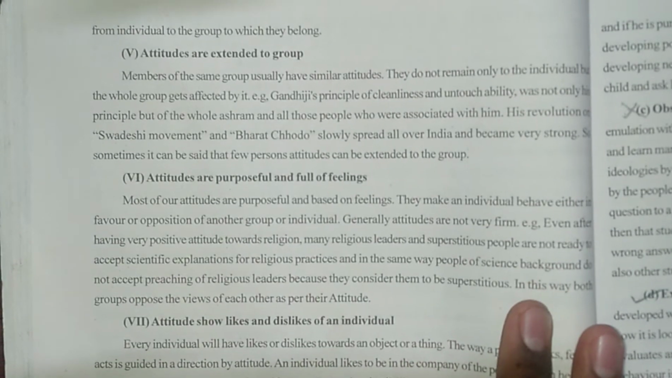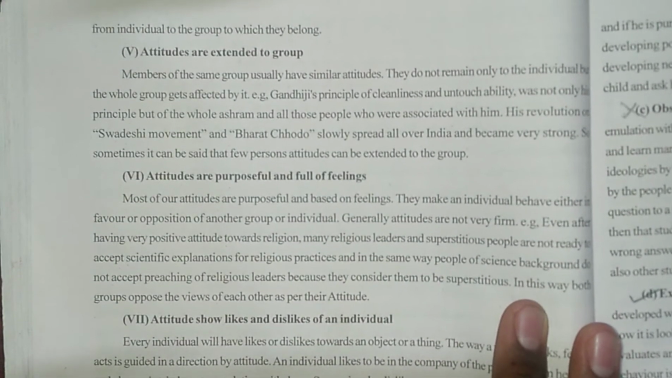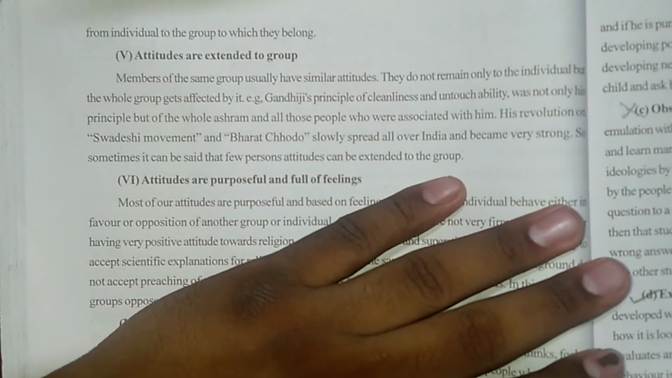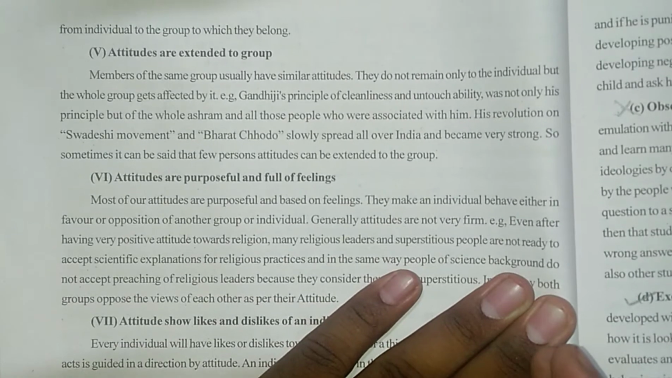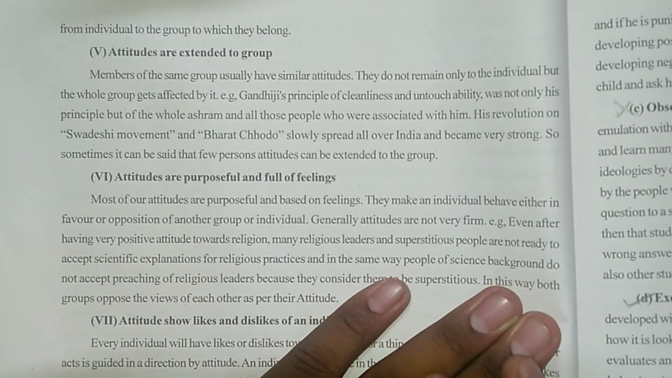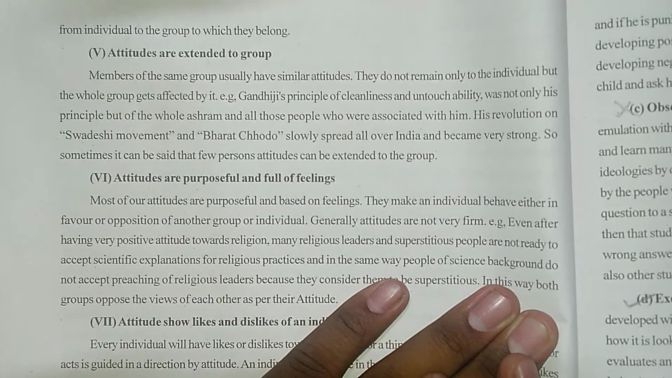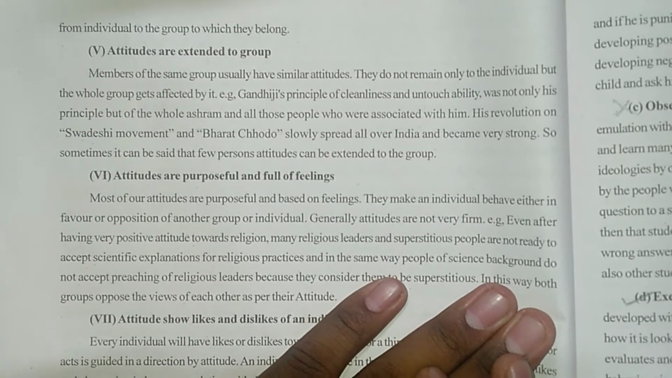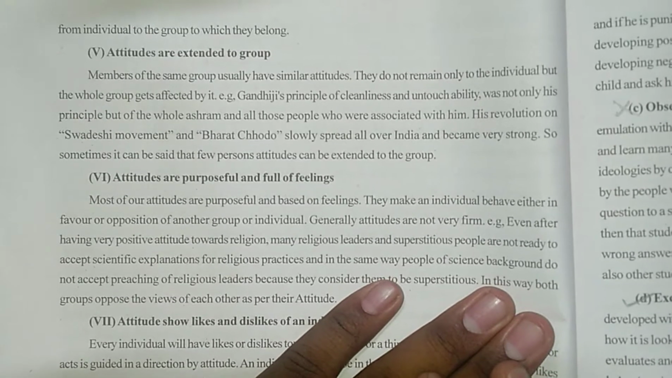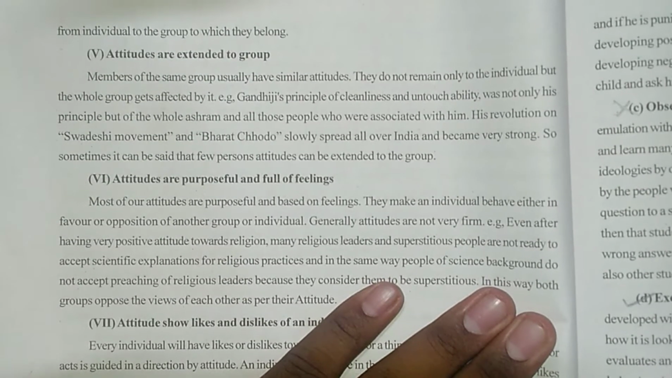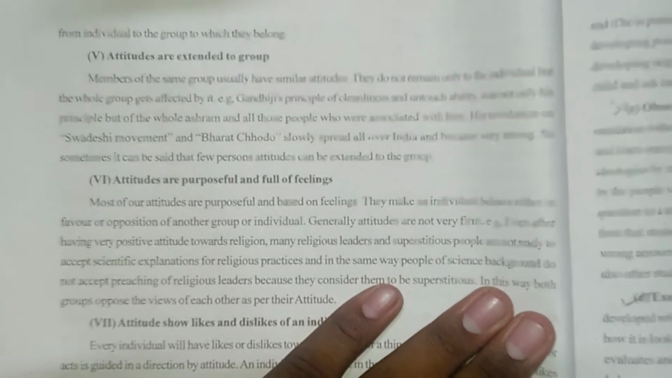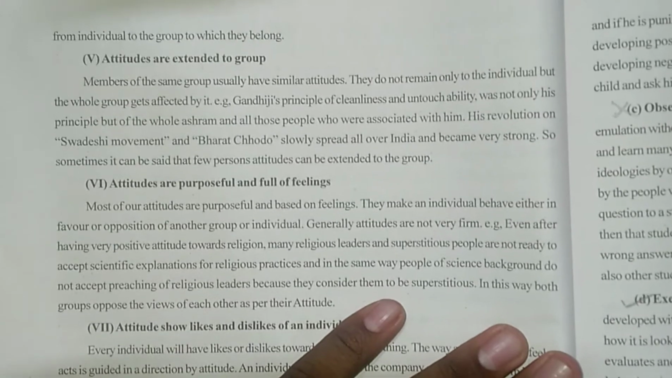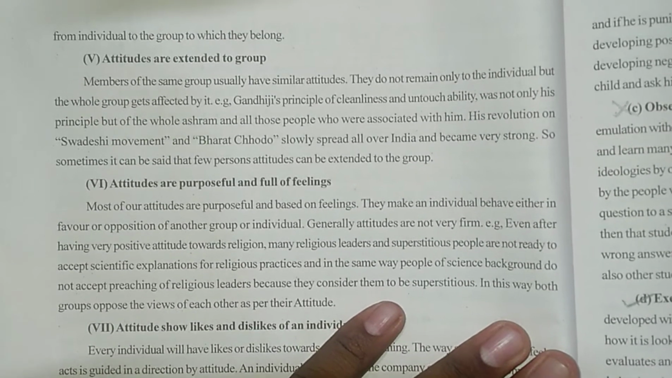Now the fifth point is attitudes are extended to the group. Members of the same group usually have similar attitudes. They do not remain only with the individual, but the whole group gets affected by it. That is, Gandhiji's principle of cleanliness and untouchability was not only his principle, but of a whole ashram and all those people who were associated with him. His revolution, the Swadeshi movement and Bharat Chodo, slowly spread all over India and became very strong. So sometimes it can be said that a few personal attitudes can be extended to the group.